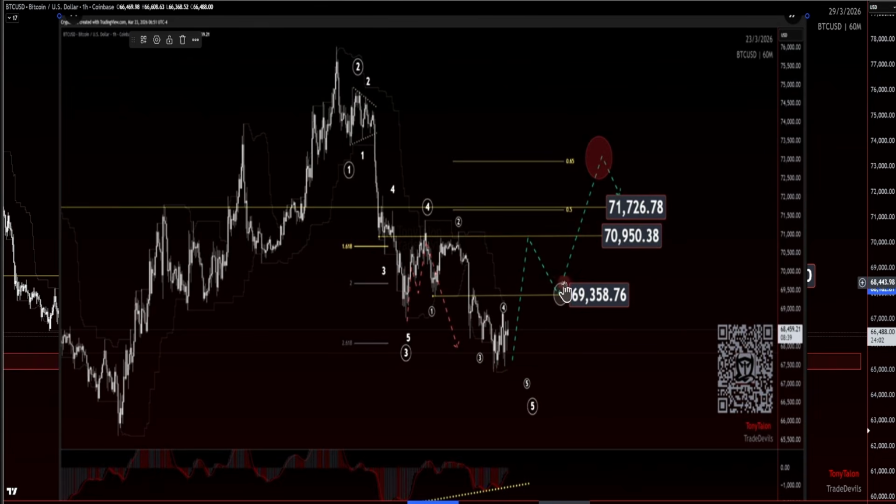What we're really looking for, and when I have these little circles, these are where I'm looking for the C3 setup. If you want to learn more, go check it out on X. It's under the pinned comment. And on my YouTube channel, I have a whole video about it. But these are the areas that I'm looking for conservatively.